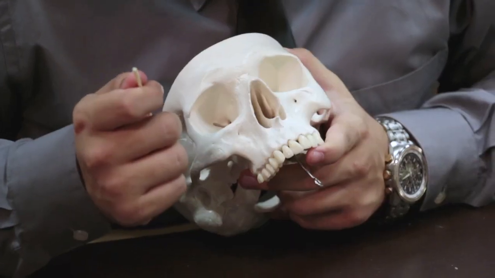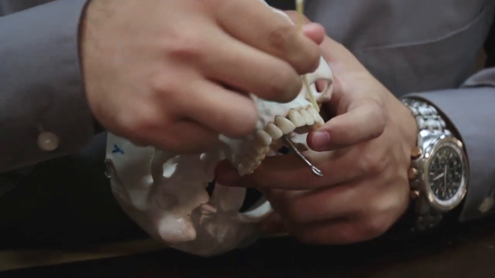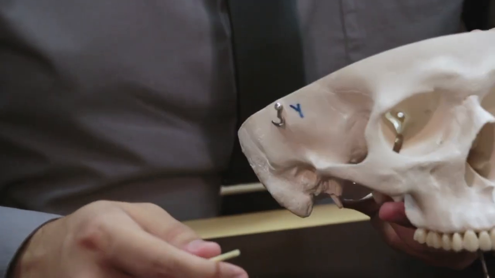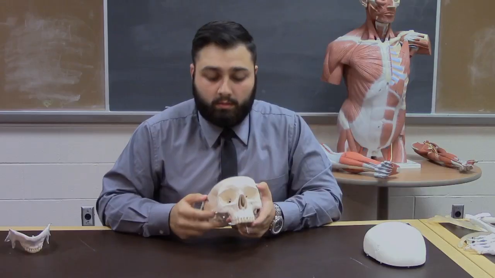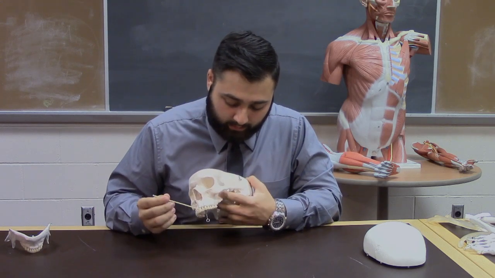Okay? So that's that. Here you have the maxilla, alveolar margin. Okay? That's for the most part it for the skull. We'll go over everything again very quickly in the front and in the side actually.